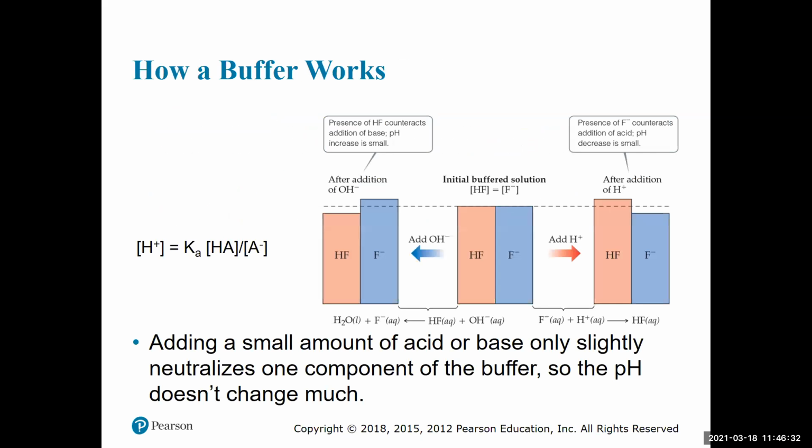Okay, so how does a buffer work? In this case, we have our HF and F minus here in the middle of the diagram, and we're saying that those concentrations are equal. You add a little bit of base, it will react with some of the acid to form a little bit more of the F minus, but the pH really doesn't change. You add a little bit of acid, H plus, that'll lower the concentration a little bit of the F minus, but you don't get a huge difference. The pH stays pretty much the same. You have a little bit of change in HF concentration.